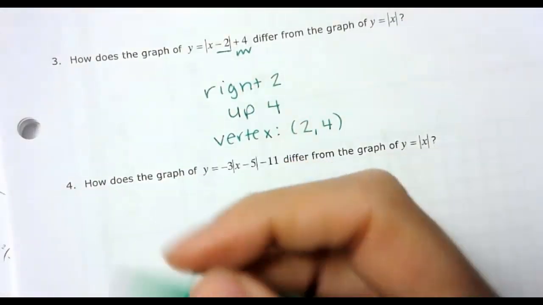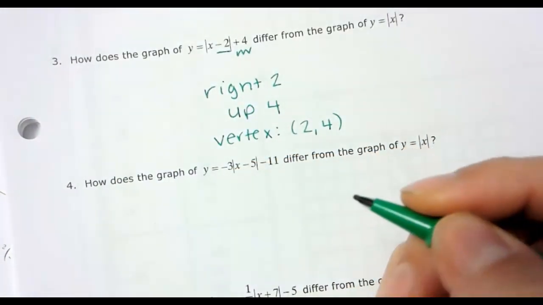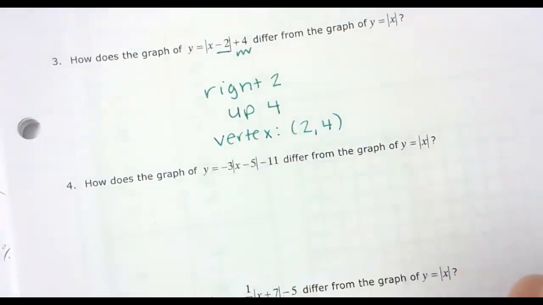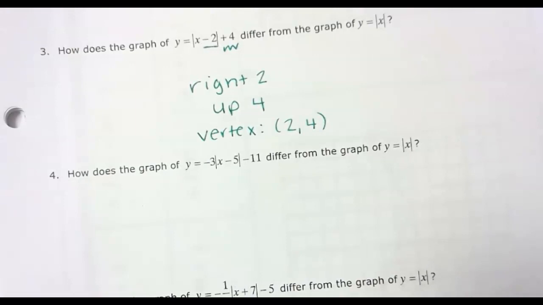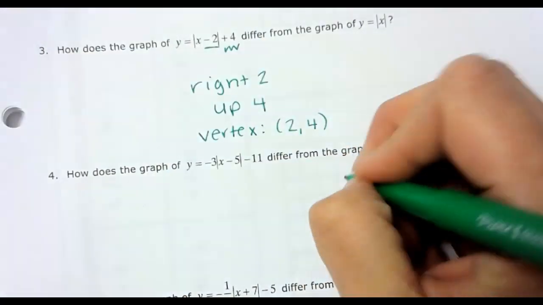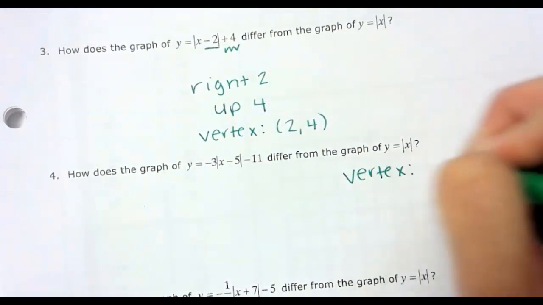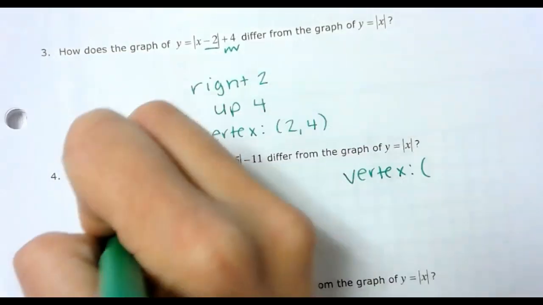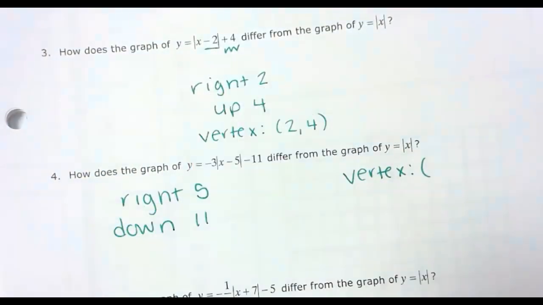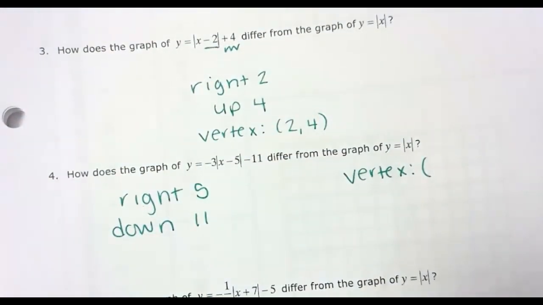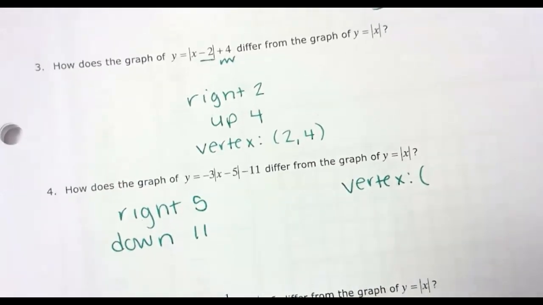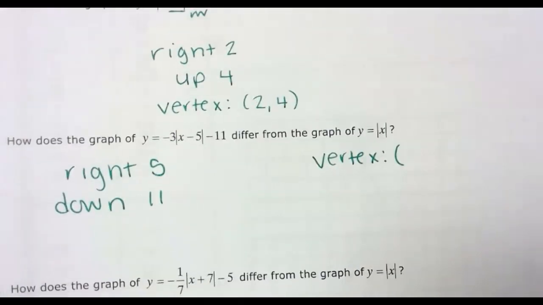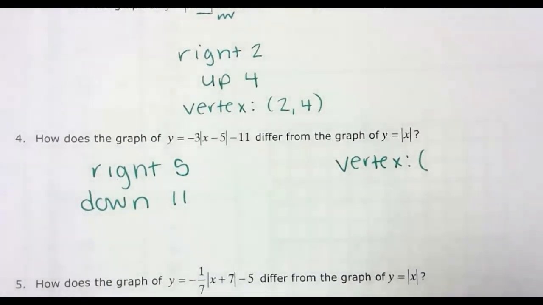Okay, number 4. Bello, tell me one of the 4 transformations. Tell me one of the 4 things that's happening to that graph. Sure, you can tell me the vertex. What's my vertex? Awesome, you gave me 2 of the 4. So she said it's right 5 and down 11. There are 2 more transformations. Who can tell me another one?